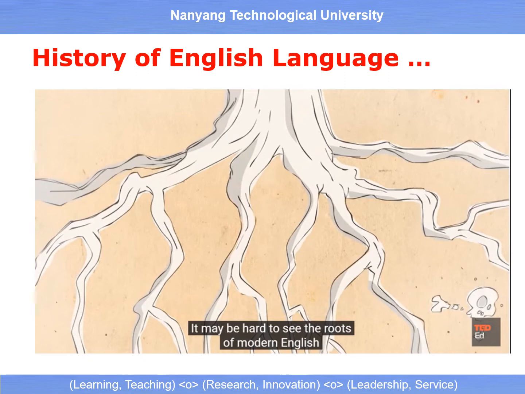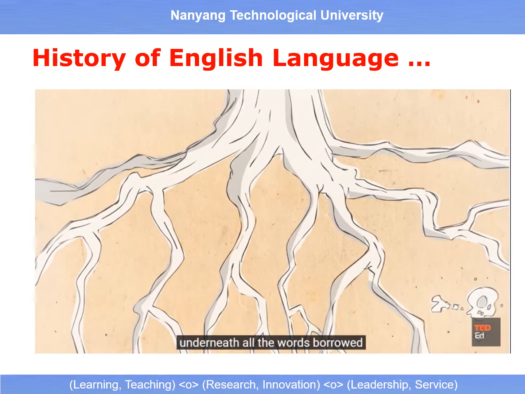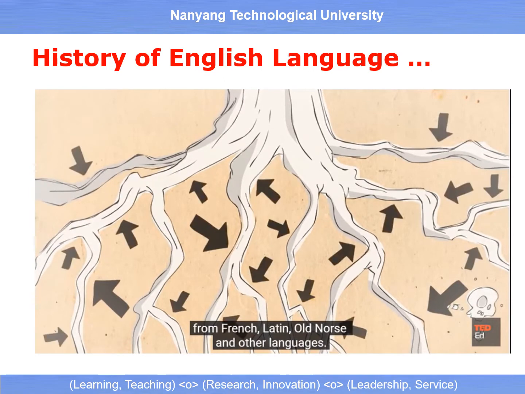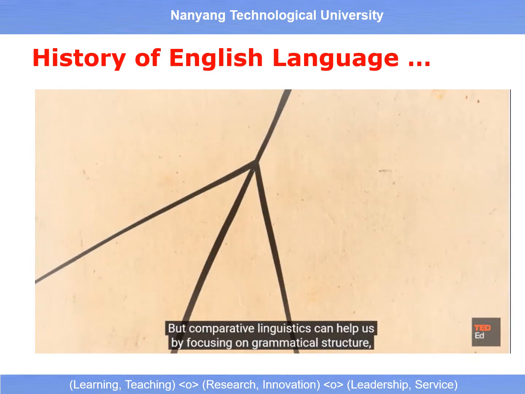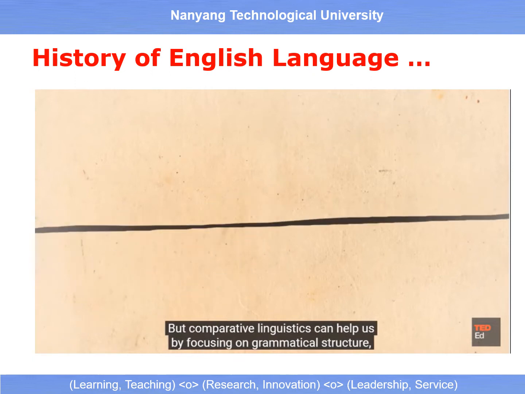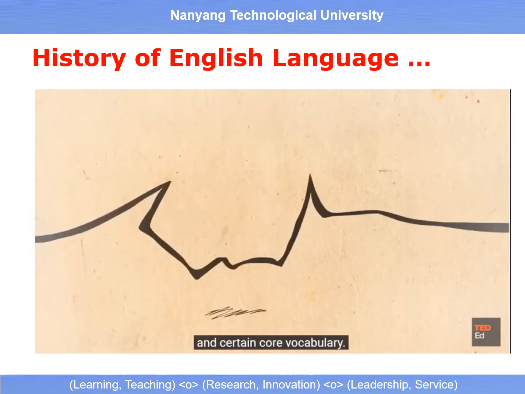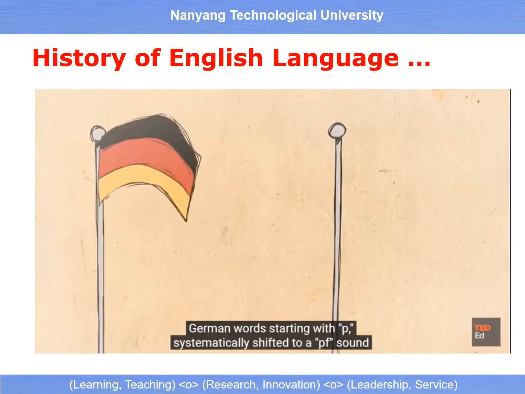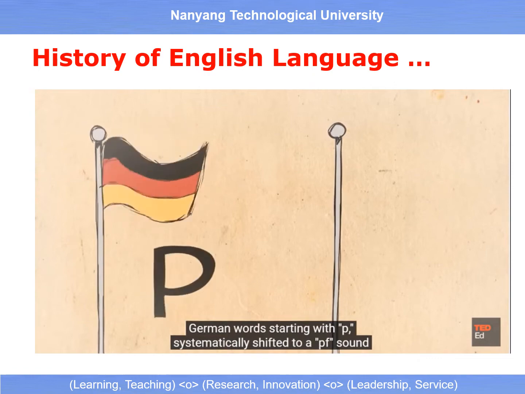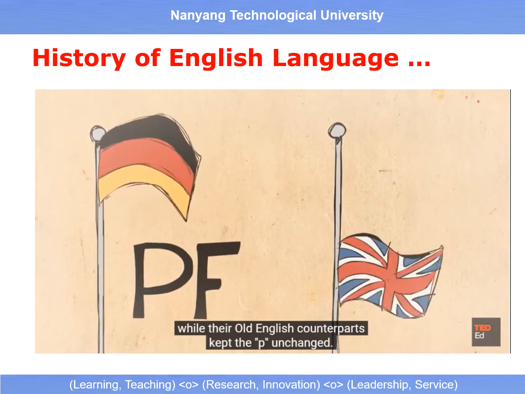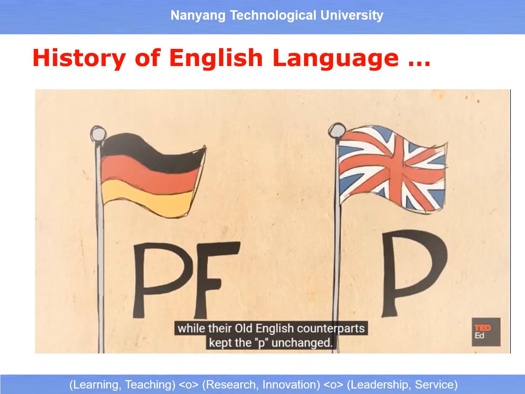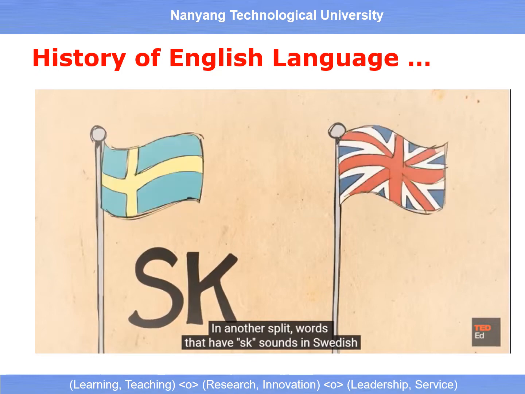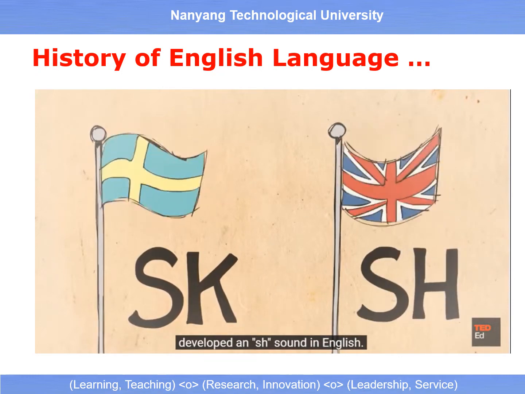It may be hard to see the roots of modern English underneath all the words borrowed from French, Latin, Old Norse, and other languages. But comparative linguistics can help us by focusing on grammatical structure, patterns of sound changes, and certain core vocabulary. For example, after the 6th century, German words starting with P systematically shifted to a PF sound, while their Old English counterparts kept the P unchanged. In another split, words that have SK sounds in Swedish developed an SH sound in English.